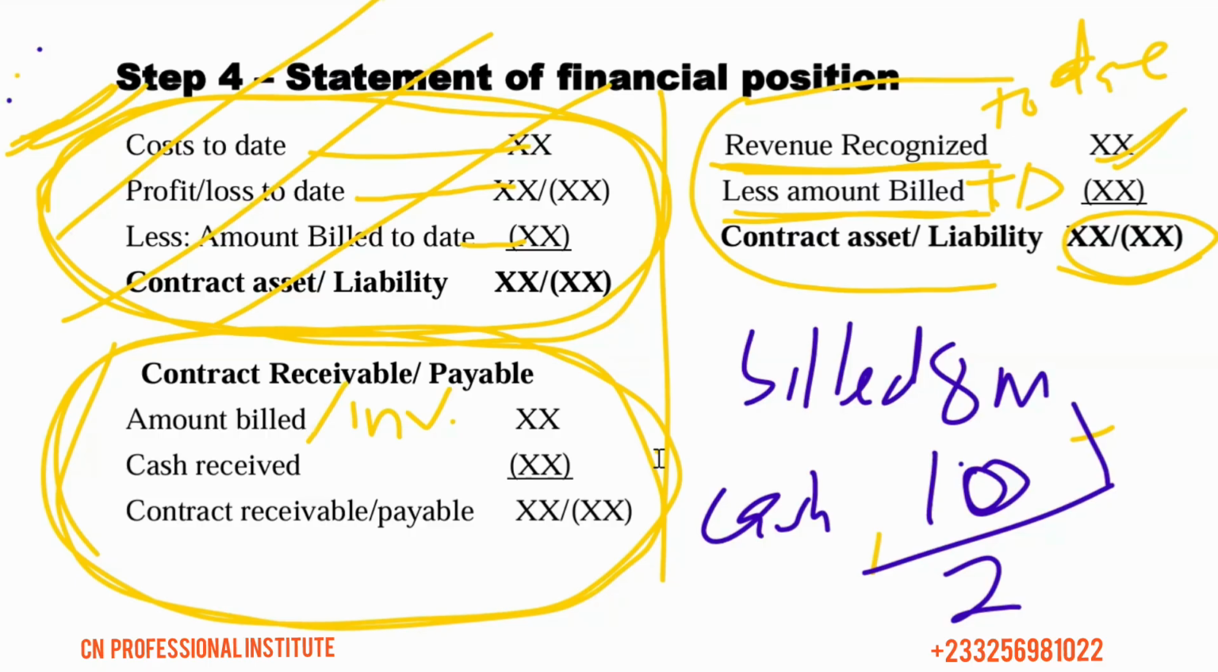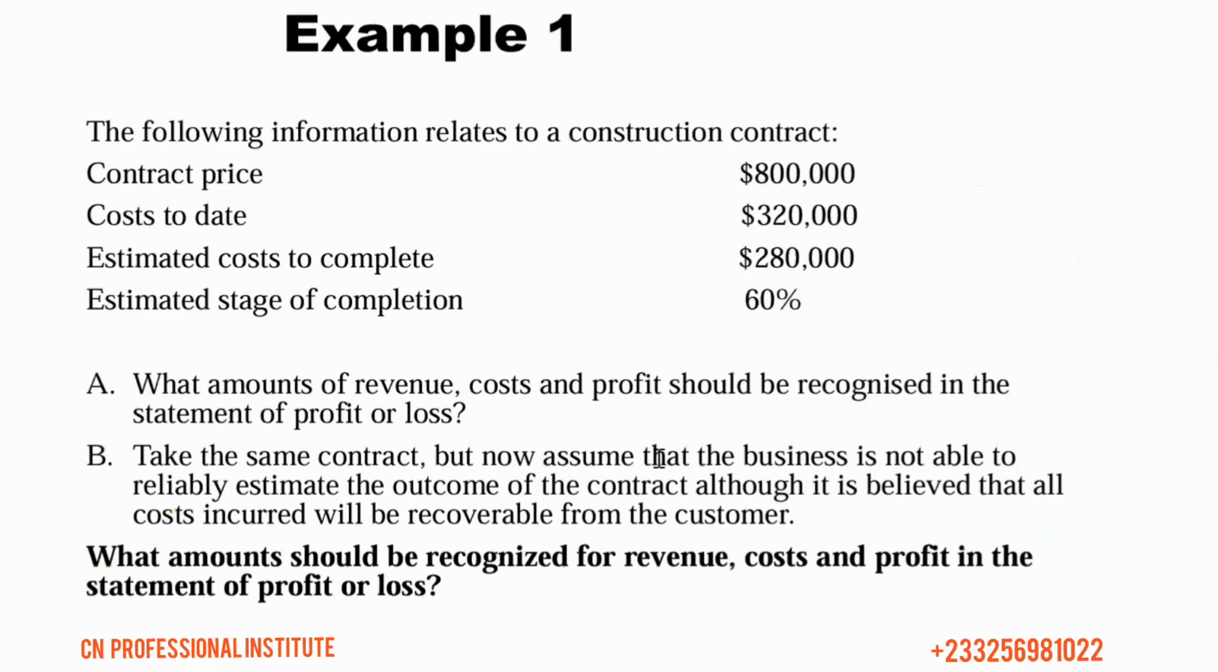And then with our contract asset or liability, we compare revenue recognized with the amount billed to date. Are you following? I said financial statement items are to date. So that's how we present them in our books. We have examples to go through, but let's do that in the next video.